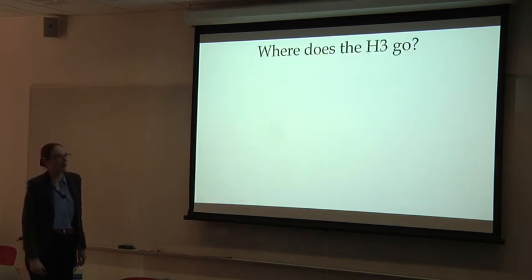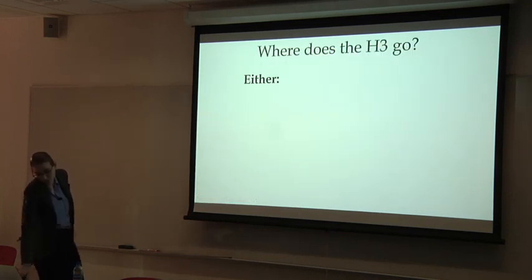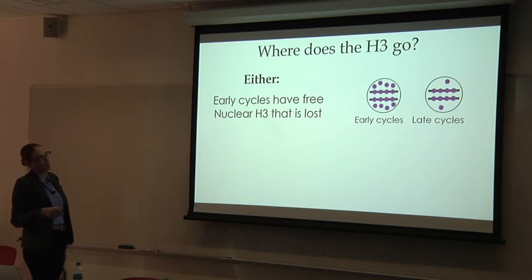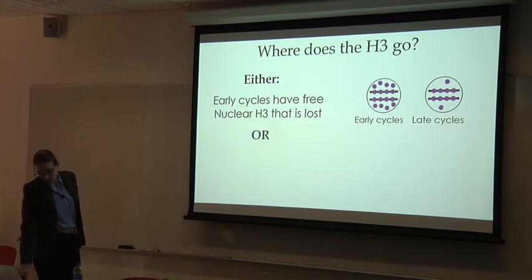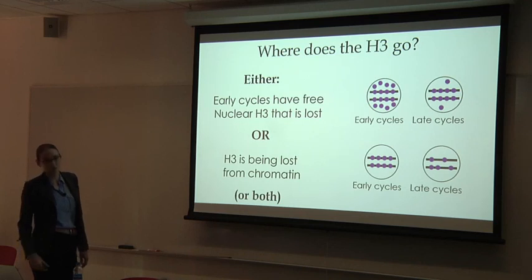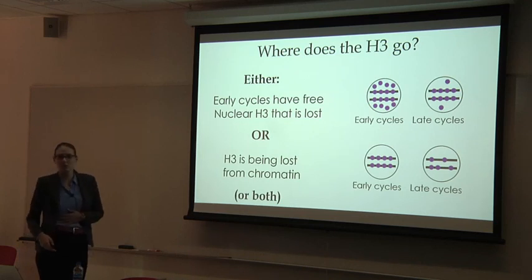Okay, so what's going on? Where does that H3 go? We reasoned that one of two things had to be happening. Either in the early nuclei, there's a bunch of histone that's not bound to DNA that is being lost as more and more nuclei are generated and more of the histone is on DNA. Or in the early cycles, there's a lot more histone on DNA than in the later cycles. And these two things are not mutually exclusive.